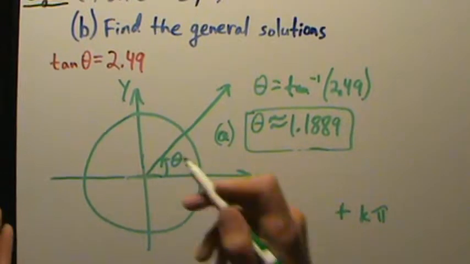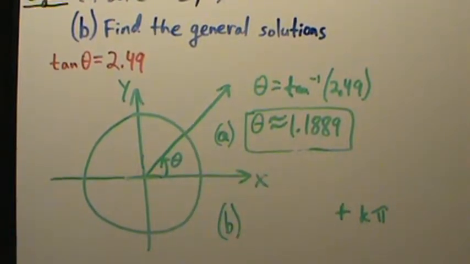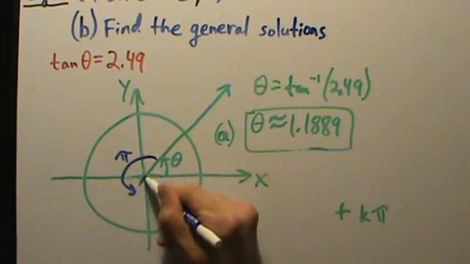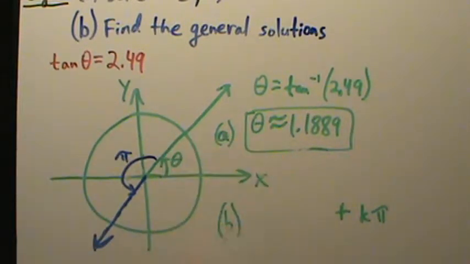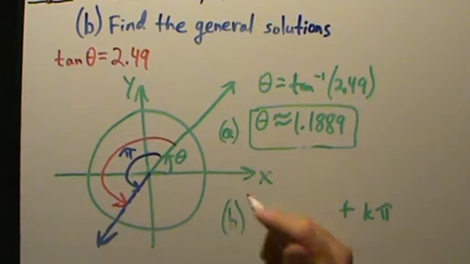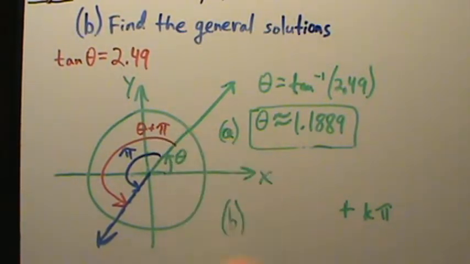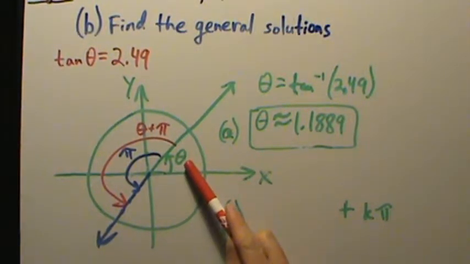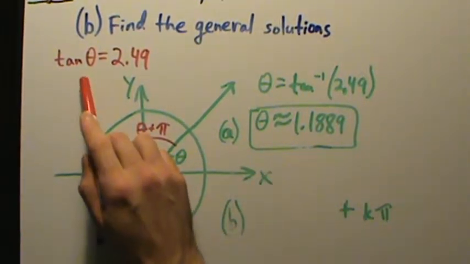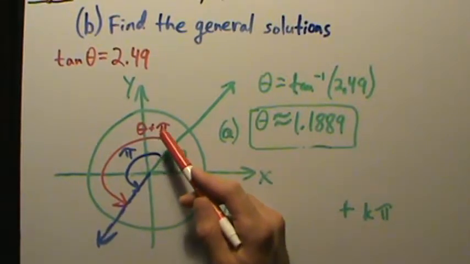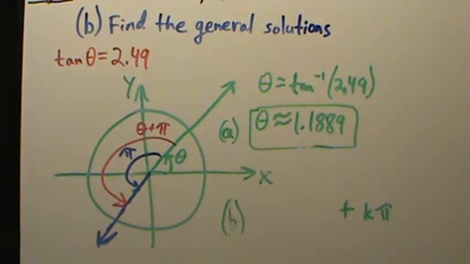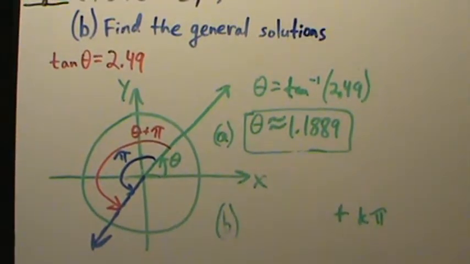So what does that look like? Well, if we take this angle theta and add pi to it, that's going to give us an angle down here. So this whole thing is theta plus pi. This angle right here and this angle down here have the same tangent, because remember the tangent function has period pi. So theta and theta plus pi both have the same tangent. And in this case, we know it's 2.49, that's what we were given.